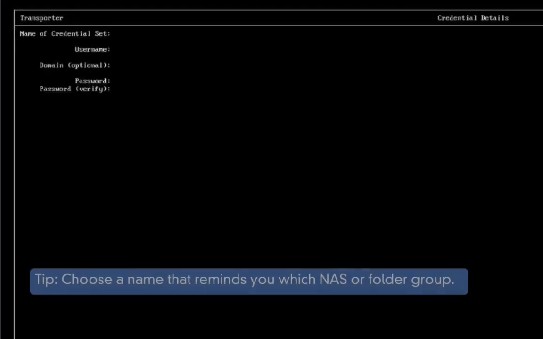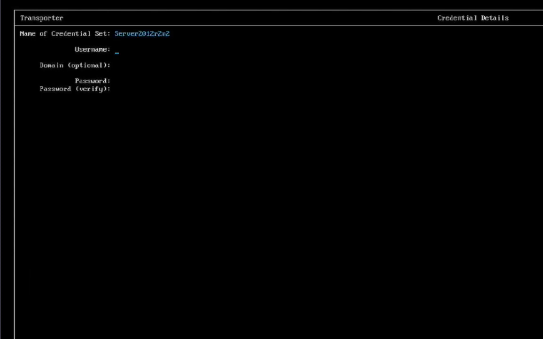press Enter. We recommend that you give the credential set a name that corresponds to the NAS on which you are going to use it. This will help you remember later if you have multiple credential sets created. Next, enter the username and password of the credential set that you chose. The domain is optional, and in this example, we'll leave it blank.